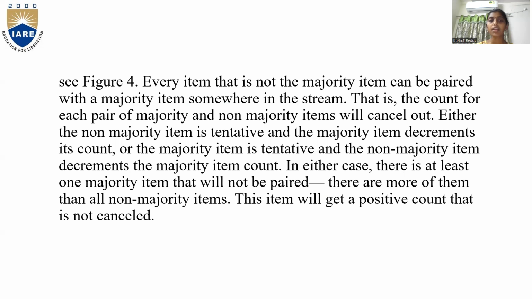the non-majority item decrements the majority item count. In either case, there is at least one majority item that will not be paired, since there are more of them than all the non-majority items. This item will get a positive count that is not cancelled.